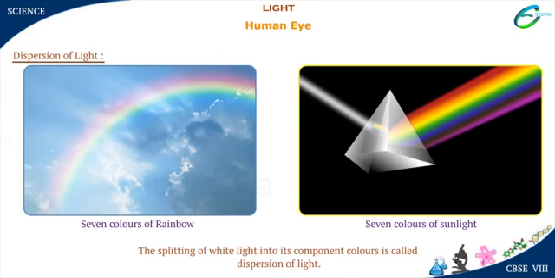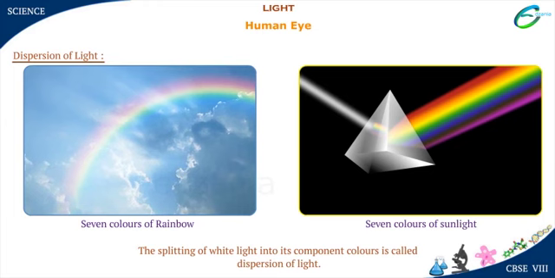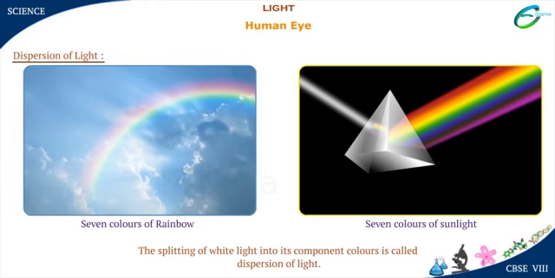In a similar way, when sunlight is incident on water droplets, it results in a rainbow. Light gets dispersed through water droplets. Due to this, we can see 7 colors in a rainbow.